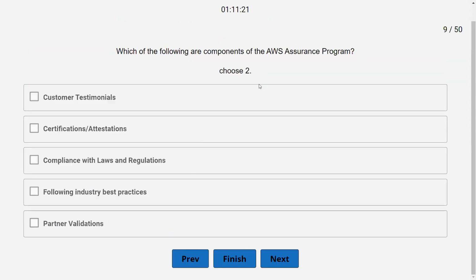Okay. Which of the following are components of AWS assurance? Maybe AWS this, AWS that.